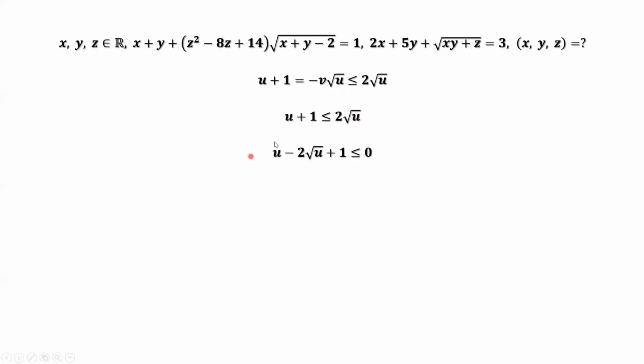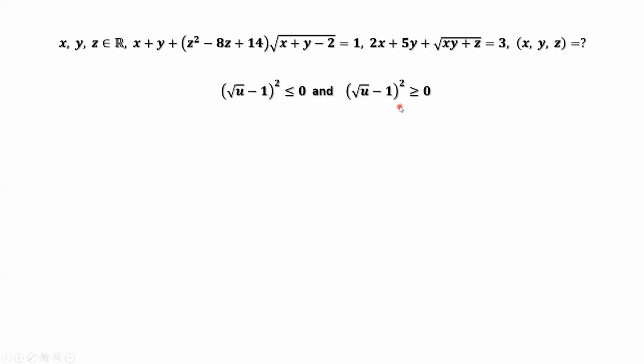Move this to the left-hand side, we have this inequality. How to solve this inequality? The left-hand side is a complete square, which is (square root of u minus 1) squared, less than or equal to 0. But (square root of u minus 1) squared is always bigger than or equal to 0. Combining the two conditions, we have square root of u minus 1 equals 0. This implies u equals 1.